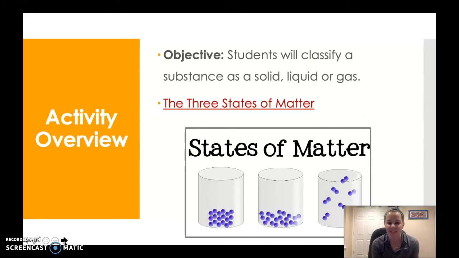The objective for this activity is for students to classify a substance as a solid, liquid, or gas. This will be an introductory lesson in our energy and matter unit. Instead of giving students the definition of a solid, liquid, or gas to memorize, students will examine classroom objects and begin to identify the key characteristics of each state of matter for themselves.